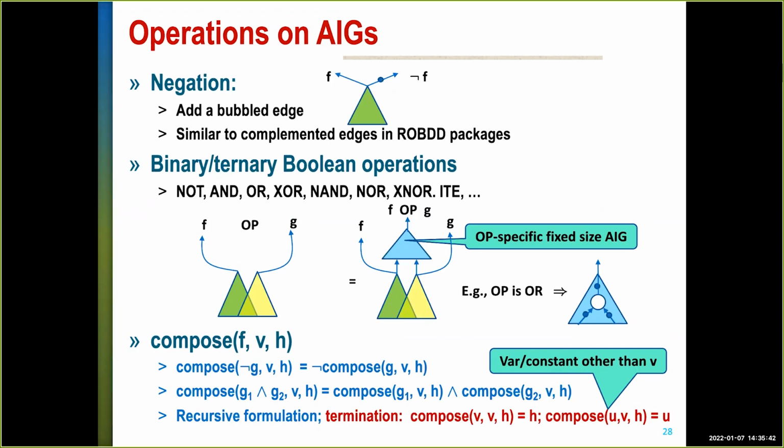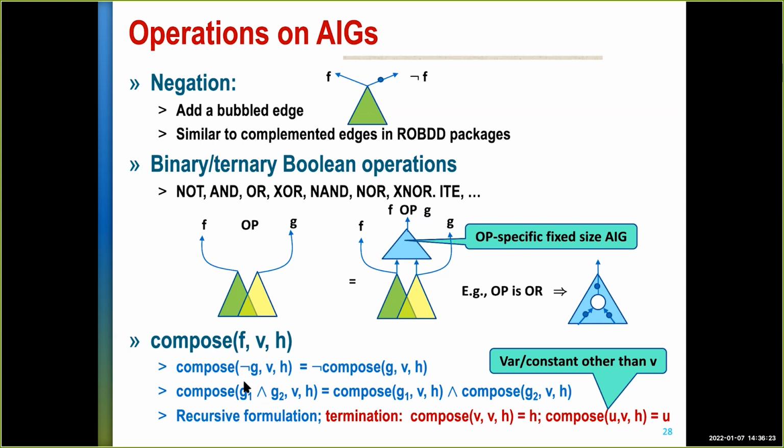Okay. Now let's see. Can we do similar kinds of operations like what we had done earlier with ROBDDs? Negation is trivial, just add a bubble. It's similar to the complemented edges in ROBDD packages. A binary or a ternary Boolean operation is once again easy. If these are your existing AIGs representing F and G, and you want to do F op G, you just put the AIG for the op operator and plug in the inputs over here. That's it. For example, if op is OR, then the operator is this. Okay, easy.